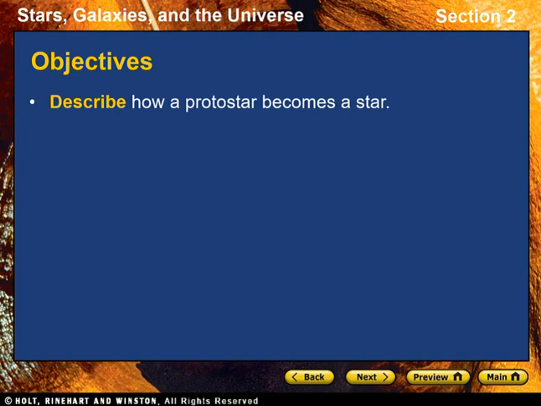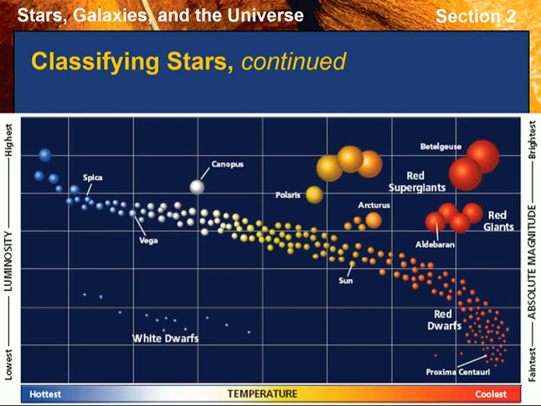At the end of this video, you should be able to describe how a protostar becomes a star. Chapter 30, Section 2, Stellar Evolution.